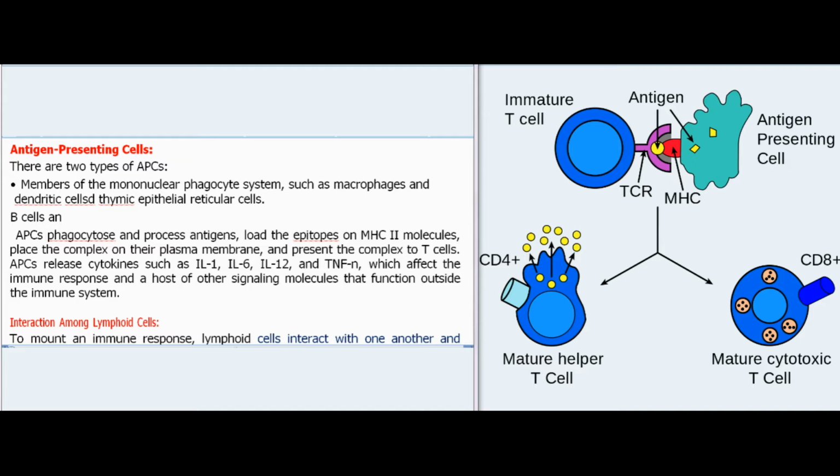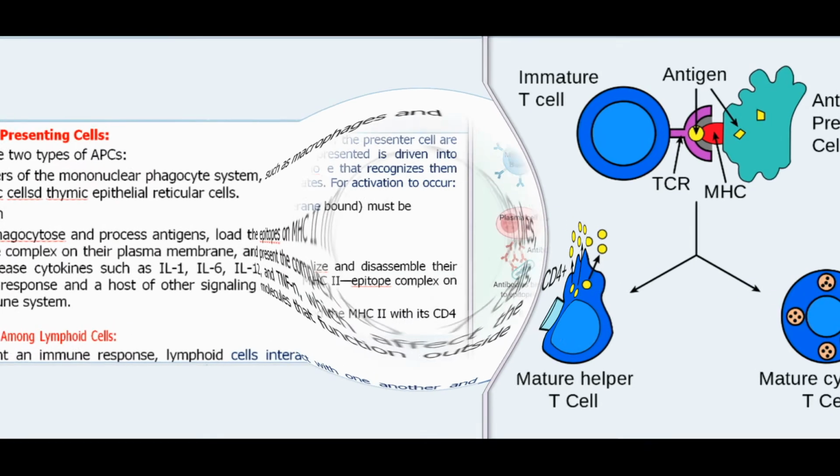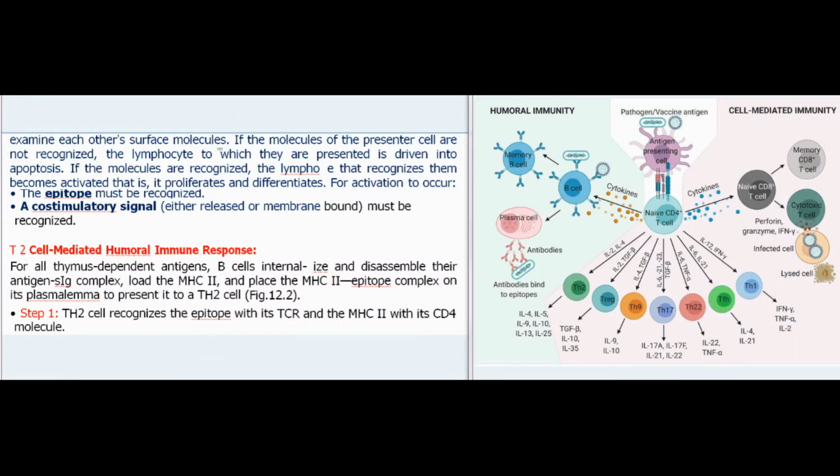Interaction among lymphoid cells. To mount an immune response, lymphoid cells interact with one another and examine each other's surface molecules. If the molecules of the presenter cell are not recognized, the lymphocyte to which they are presented is driven into apoptosis. If the molecules are recognized, the lymphoid cell that recognizes them becomes activated, that is, it proliferates and differentiates. For activation to occur, the epitope must be recognized. A costimulatory signal, either released or membrane-bound, must be recognized.